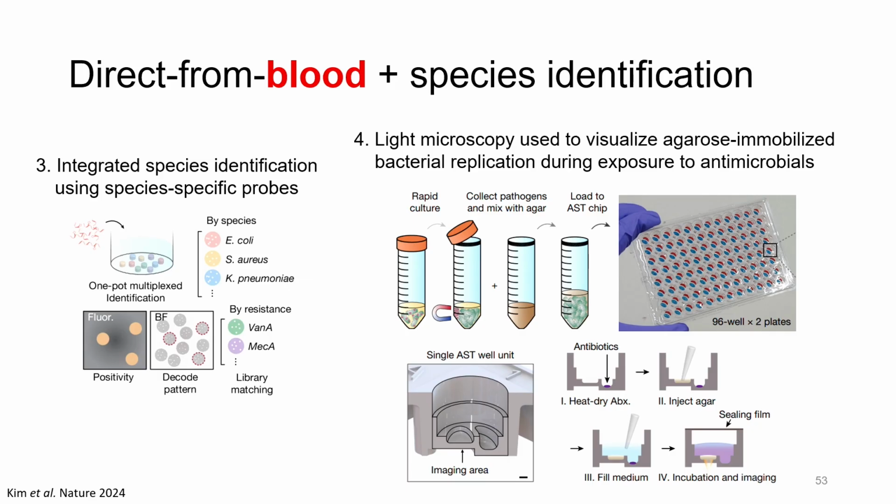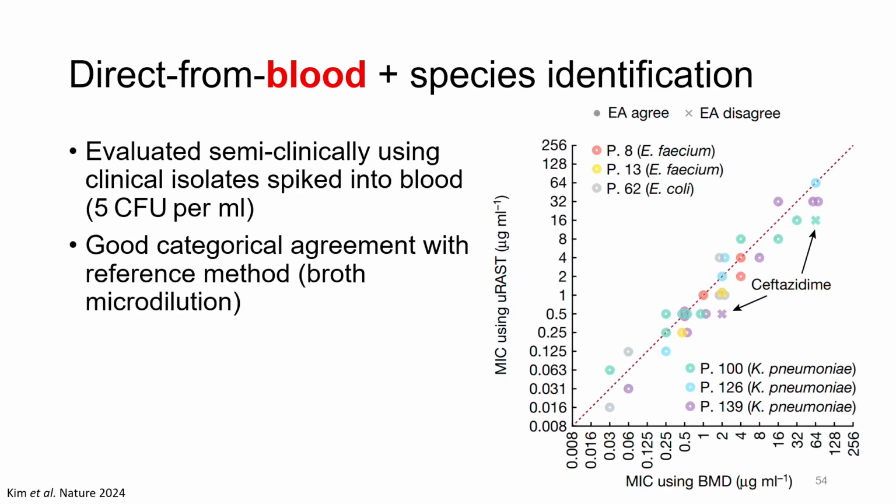So the species identification is similar to the other technologies we looked at. It uses species-specific probes to detect not only bacterial species, but also resistance genes, which is great. And then they also take that suspension and they do fairly straightforward AST in a microwell plate with semi-solid agarose, and then they watch the bacteria grow in the different concentrations using an advanced microscopy technique. So again, they're looking at sort of single cell replication. And all of this had pretty good results in comparison to a reference method.